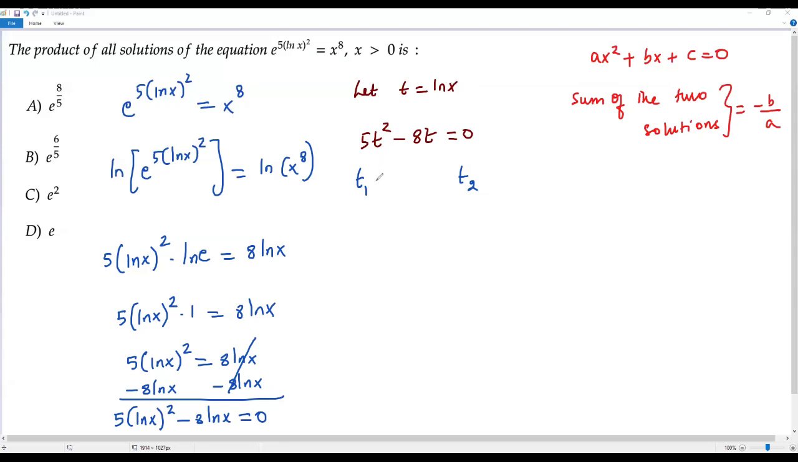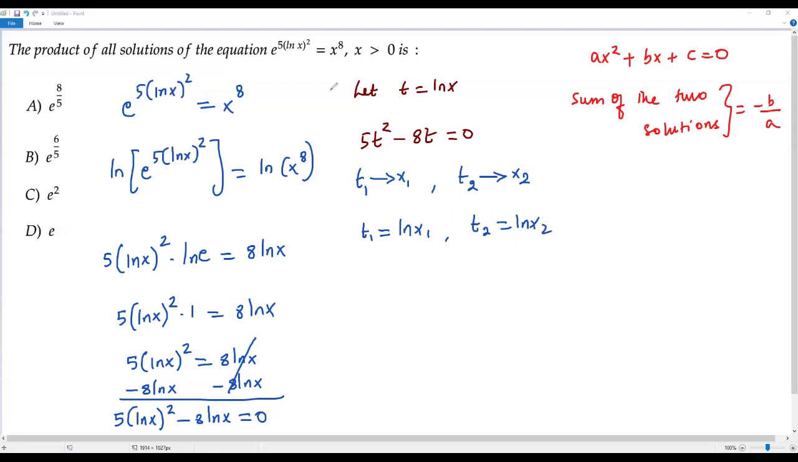Now let me assume when I get the first value t1 for t, the corresponding x value is x1. And when I get the second value of t, that is t2, the corresponding x value is x2. Then this equation will become what? Then we get t1 equals ln x1 and t2 equals ln x2.